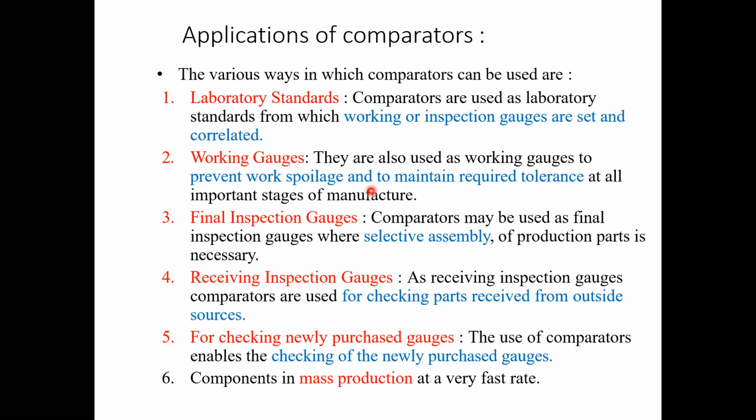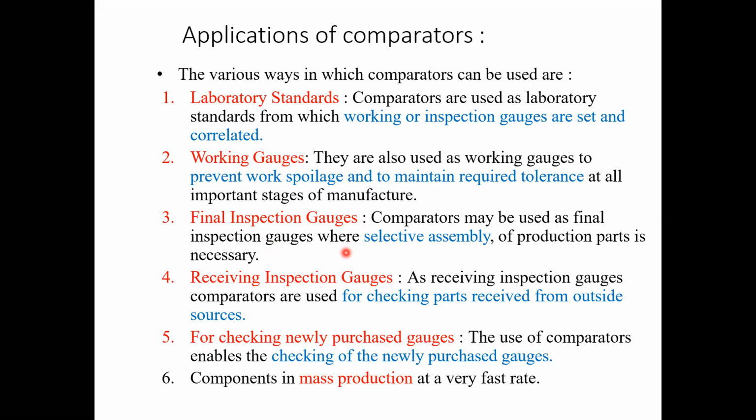While undergoing different operations, intermittently you are going to check the work part while manufacturing or processing, in order to maintain the given tolerance. That is working gauges. While doing operations on the work parts, you always check the work part dimensions in order to maintain the tolerance.